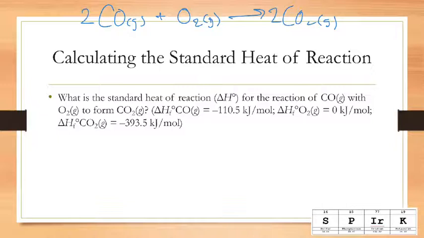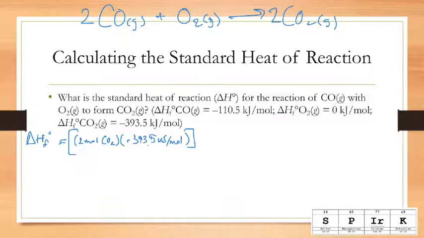So what we do is delta HF equals, remember it's products minus reactants. So our product is carbon dioxide and we have 2 moles of that. So 2 moles of CO2 times its standard heat of formation, and that is given to us as negative 393.5 kilojoules per mole. And that's all of our products, so we can bracket that one off.